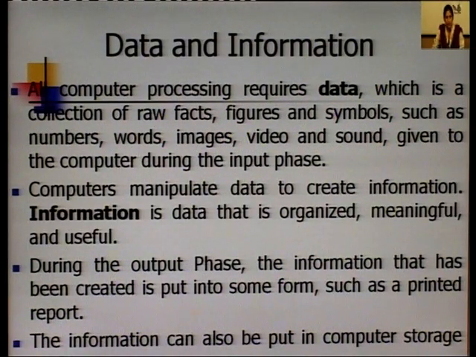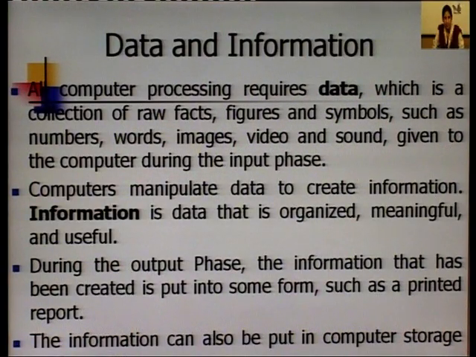Now we will study what data and information are. All computer processing requires data. Data is the collection of raw facts, figures, and symbols, such as numbers, words, images, videos, and sound, given to the computer during the input phase. The computer manipulates data to create information. Information is data that is organized, meaningful, and useful. During the output phase, the information that has been created is put into some form, such as a printed report or soft copy on the monitor screen. The information can also be put in computer storage for further use. So, in short, we can say information is the processed form of data.